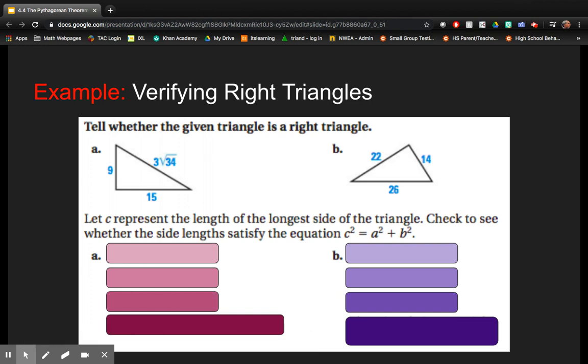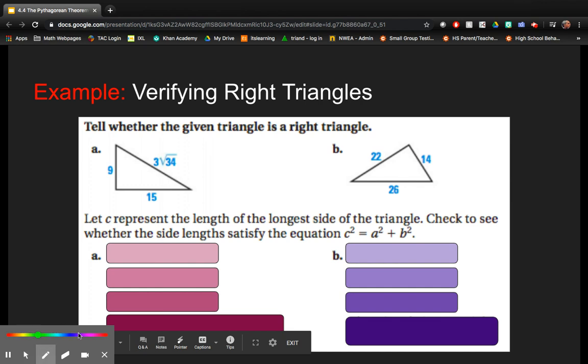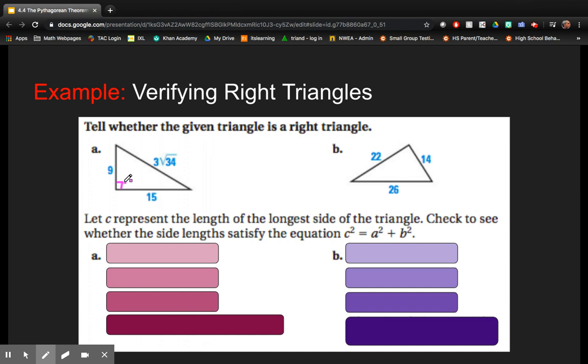We can also use the Pythagorean theorem to verify whether a triangle is a right triangle or not. There are other ways that we can verify if it's acute or obtuse, but let's specifically look at if the triangles are right triangles. So all we have to do is plug in to c squared equals a squared plus b squared and see if we get a true statement. Remember, the first thing you want to do is determine which side you think the right angle is across from, and determine which side you think C is.